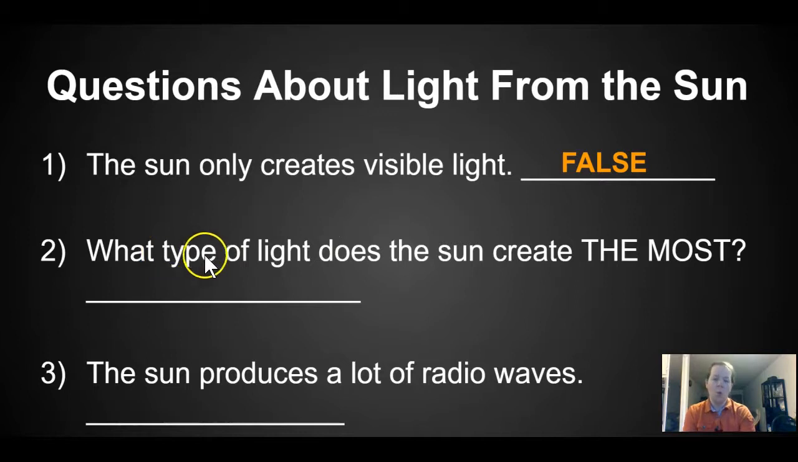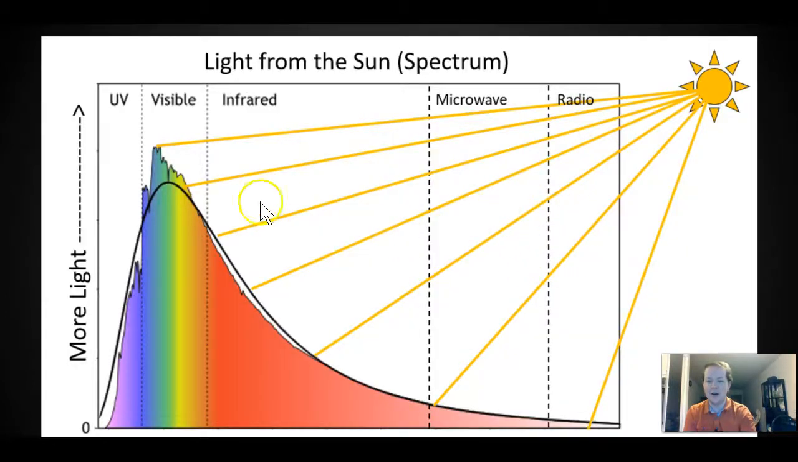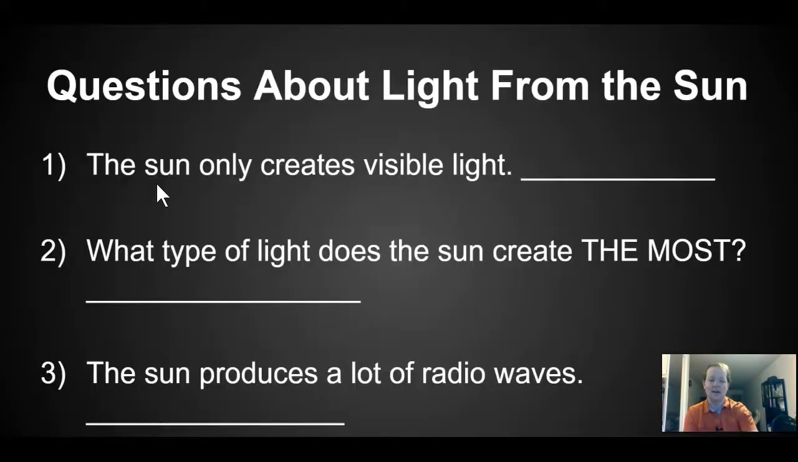Question 2. What type of light does the sun create the most? Do you remember? It was visible light. See here? Visible light. That's the tallest.